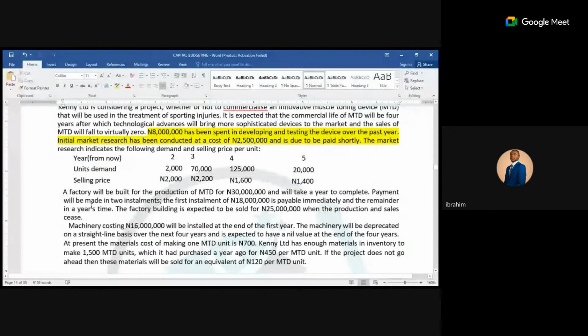Payments will be made in 2 installments. The first installment of 18 million is payable immediately, and the remainder in a year's time. Meaning that if they want to build the factory that they will use for this innovation, it will cost them 30 million. That 30 million, they will pay it immediately, right?